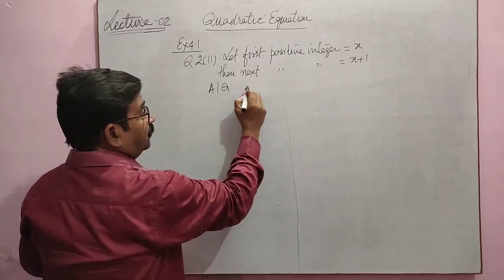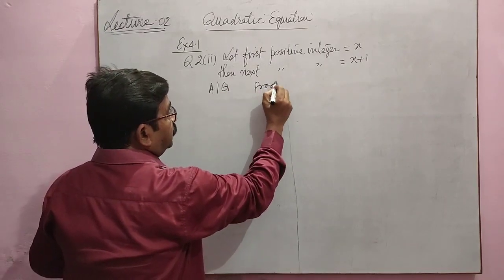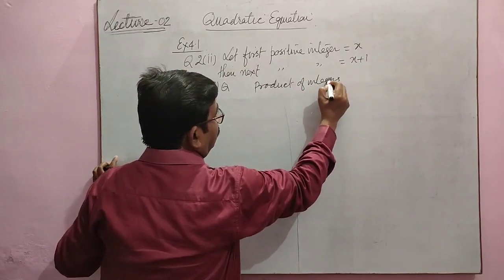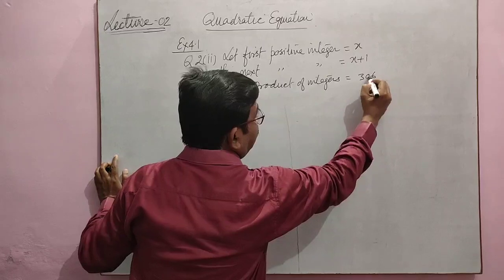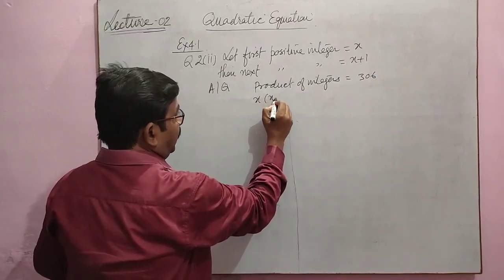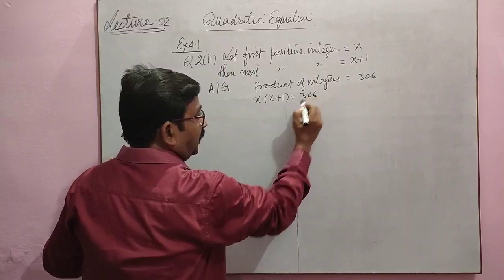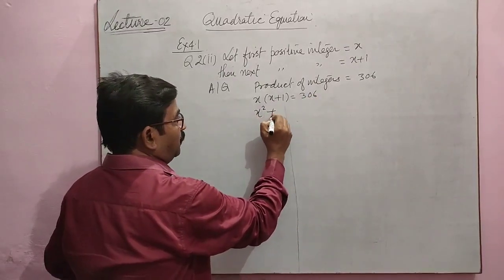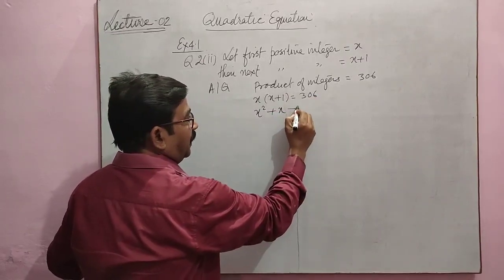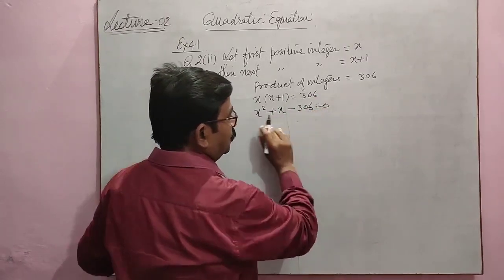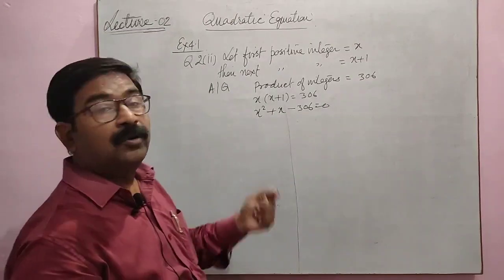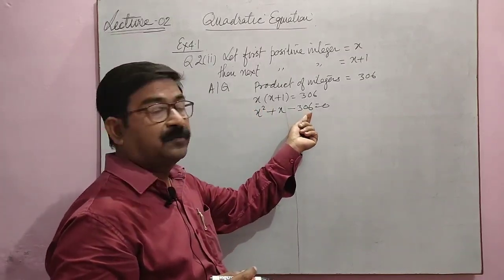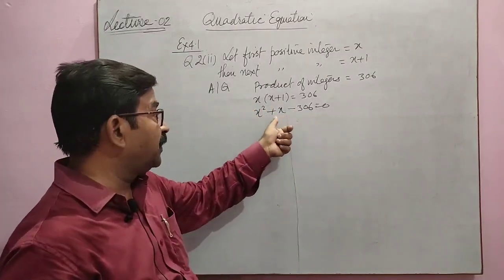According to the question, the product of integers is 306, meaning x(x + 1) = 306. Now simplify this side, multiply x this side: x² + x. Bring this 306 over: x² + x - 306 = 0. We have got our equation. Now we have to multiply 306 ones are 306. Now get the two factors of 306 such that their difference is 1.